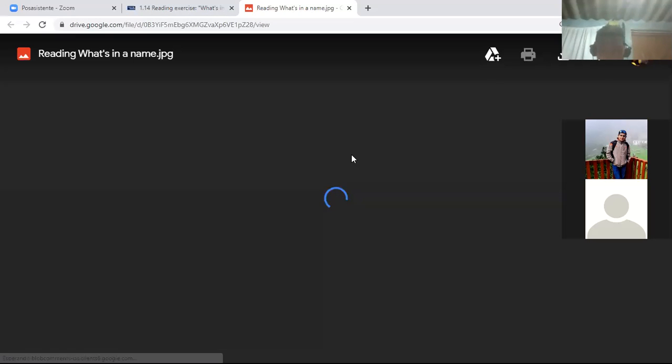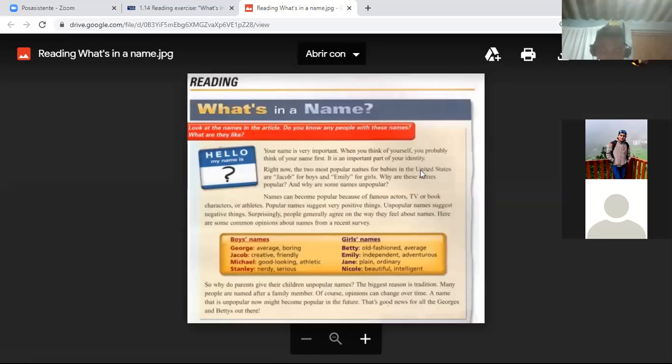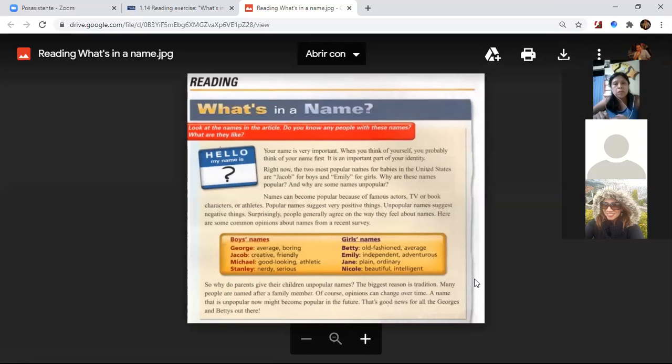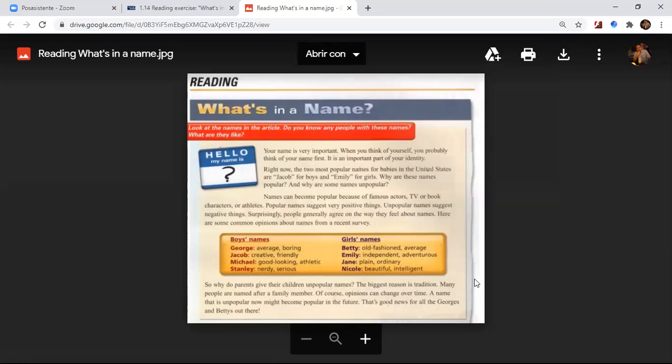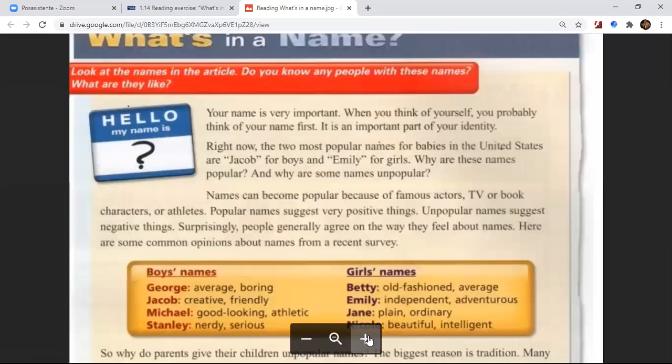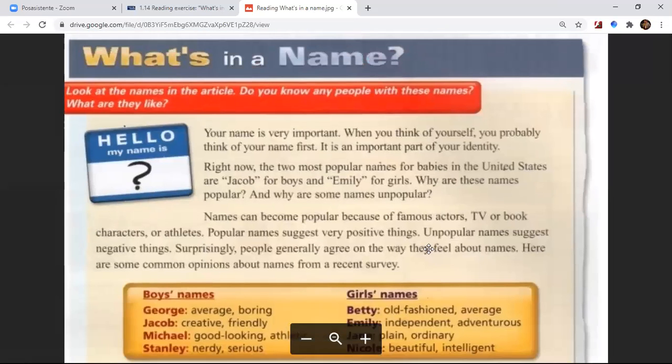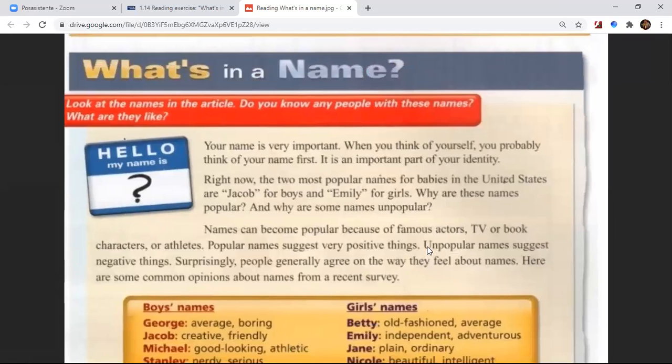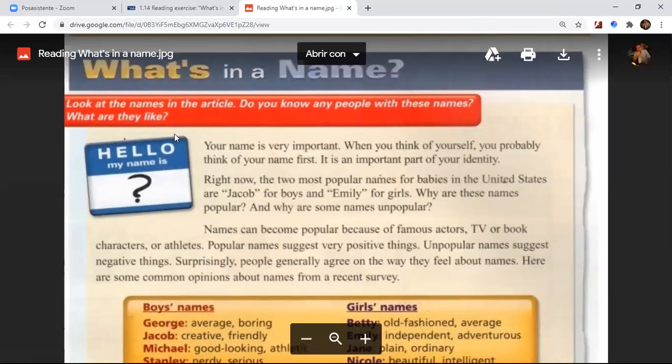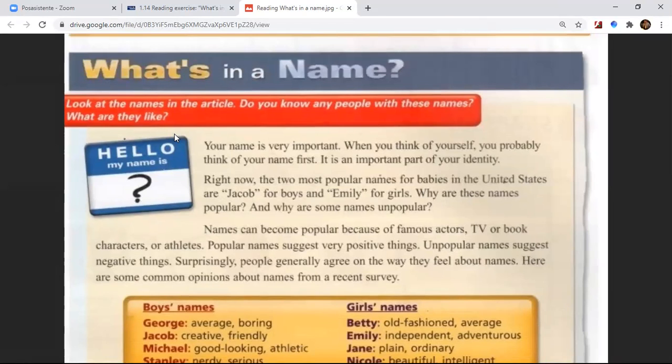Listen, I will read for you. Let me see. Just give me a second here. I move this and I move this. Okay, now, what's in a name? Look at the names in the article. Do you know any people with these names? What are they like? ¿Cómo son ellos? ¿Cómo es esta gente que tiene estos nombres?